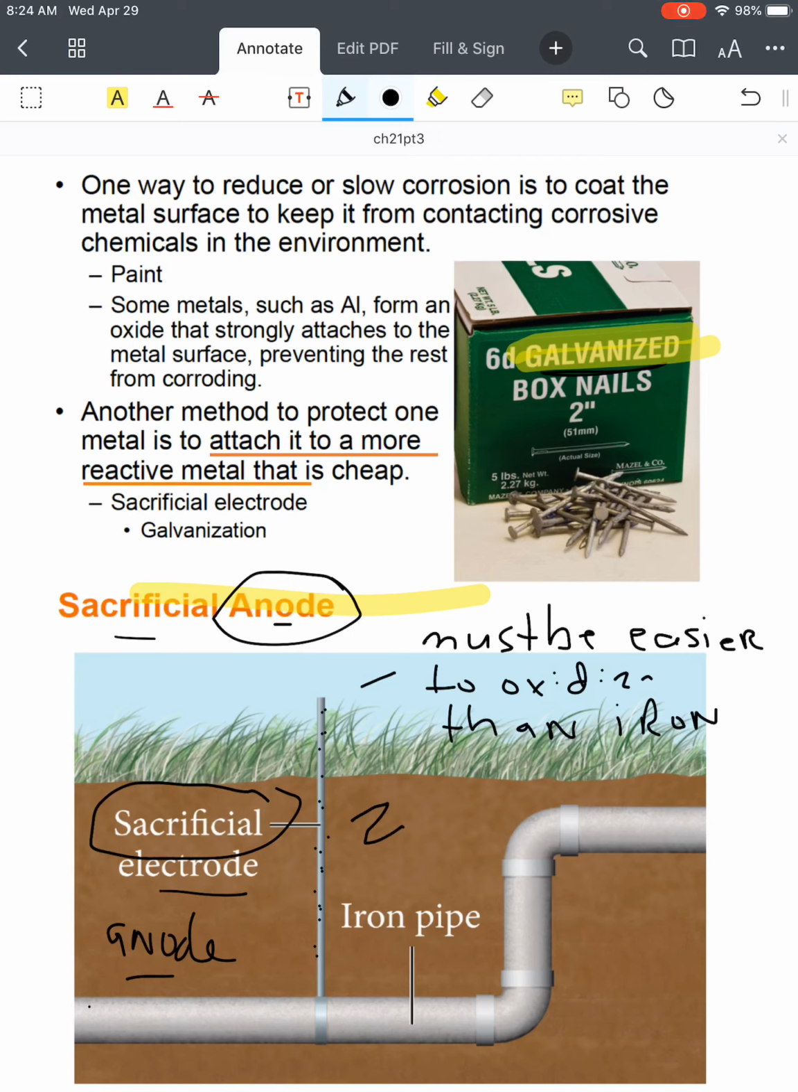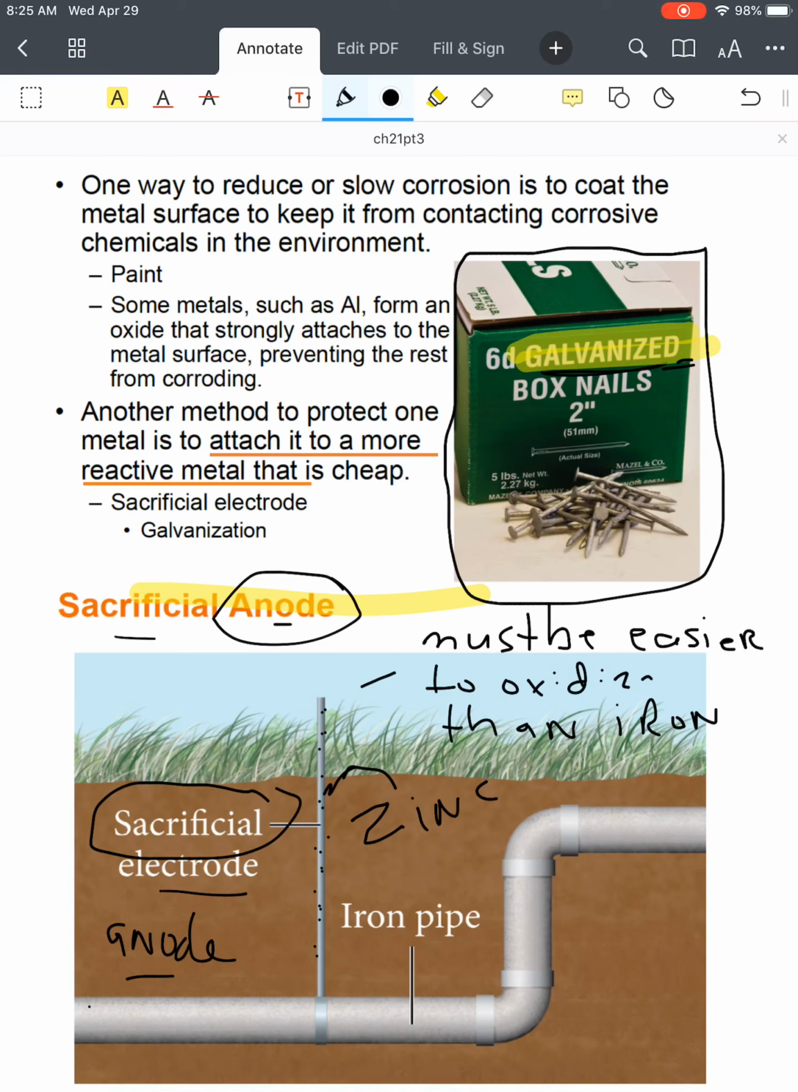Oftentimes, the element zinc is used to make these sacrificial anodes and also to do galvanization, which I'll describe here in a second. Now, if you ever go to the hardware store, you may buy some nails or screws or something like that, right? In this case, it's nails. These nails might be galvanized. It's usually an option that you can take when you're buying these nails. Maybe they're a little bit more expensive, but the box says that they're galvanized.